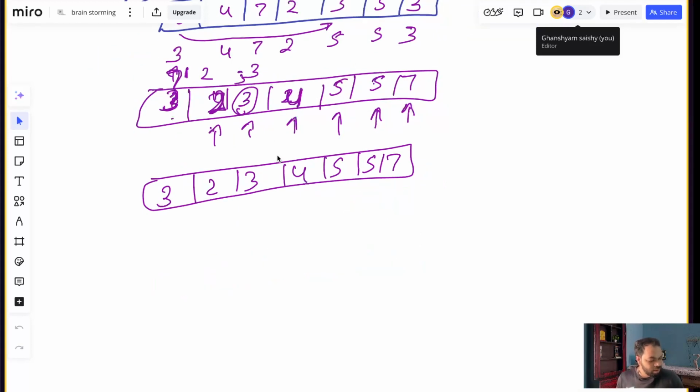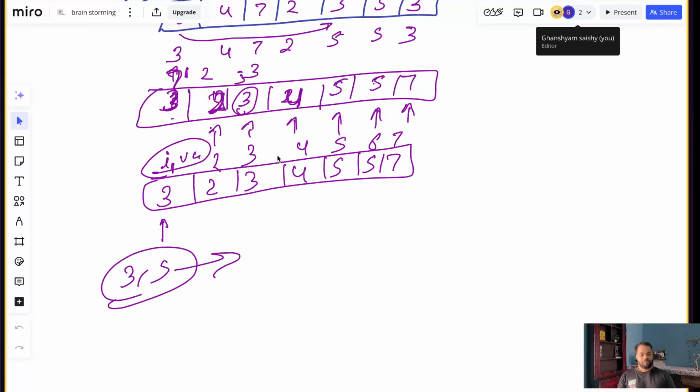And now we need to iterate from here and see if the index and the value are the same, then it is not a duplicate. If they are not the same, then it is a duplicate, because it is not the same, so 3 is a duplicate. It is same, it is same, it is same, it is same, it is not same, so 5 is a duplicate. So here we get the answer. So this is how we can solve it.